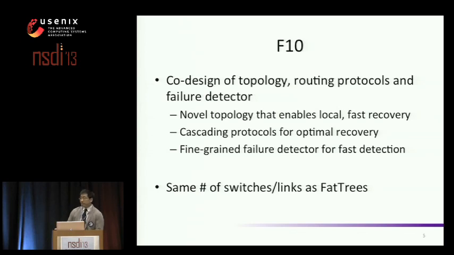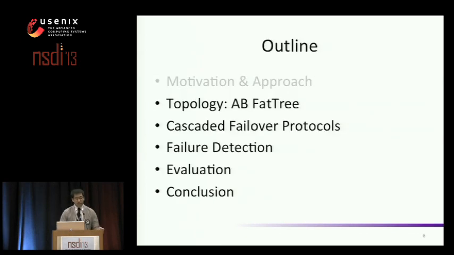We do all of this with the same number of switches and links as a traditional FatTree or other folded Clos topology. In the rest of this talk, I'll go into each of these 3 components in a little more detail, starting with our novel topology, which we call the AB FatTree, followed by our cascaded set of routing protocols, and finally our failure detector.